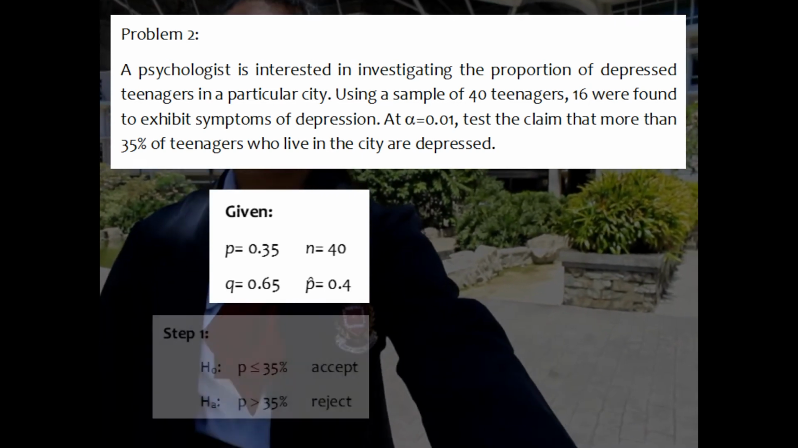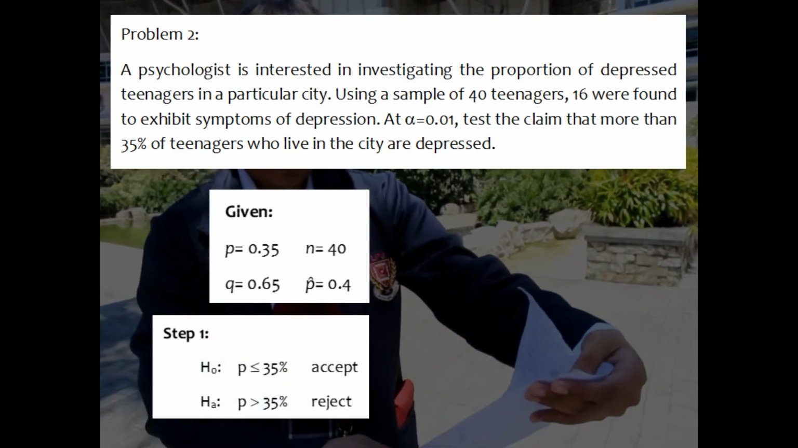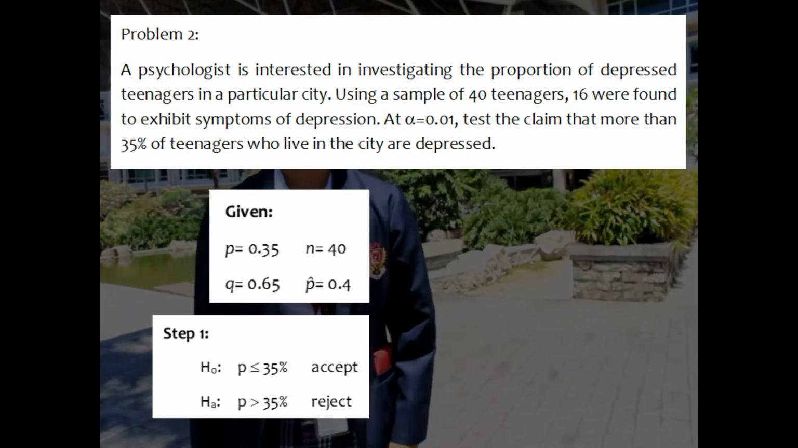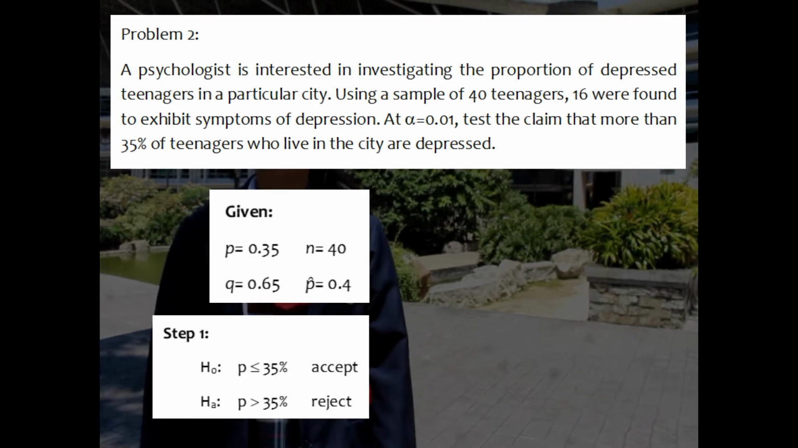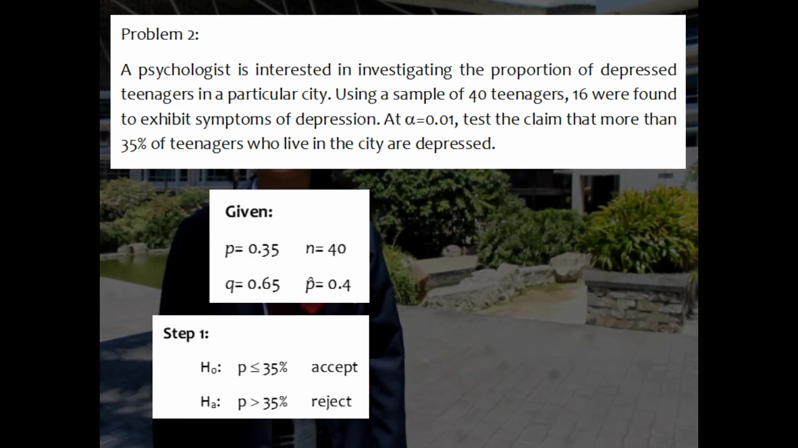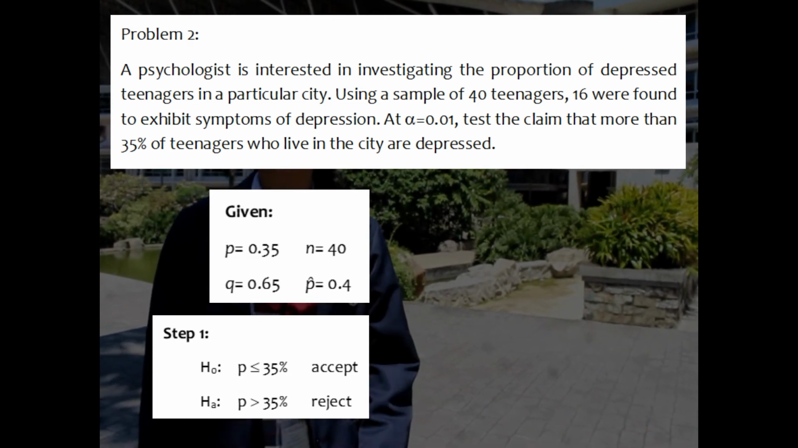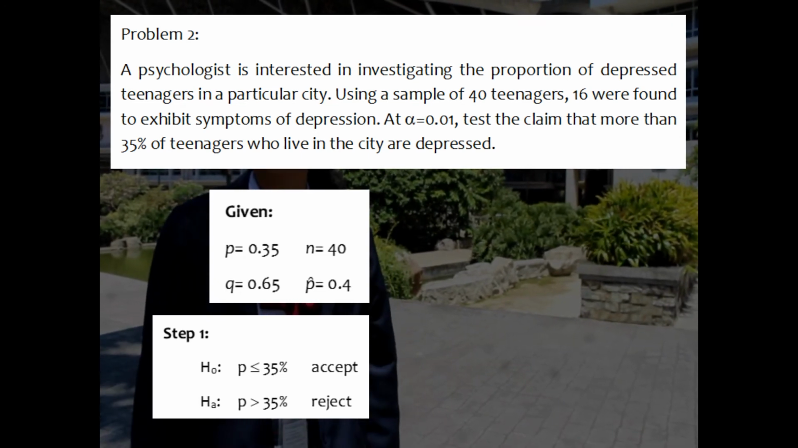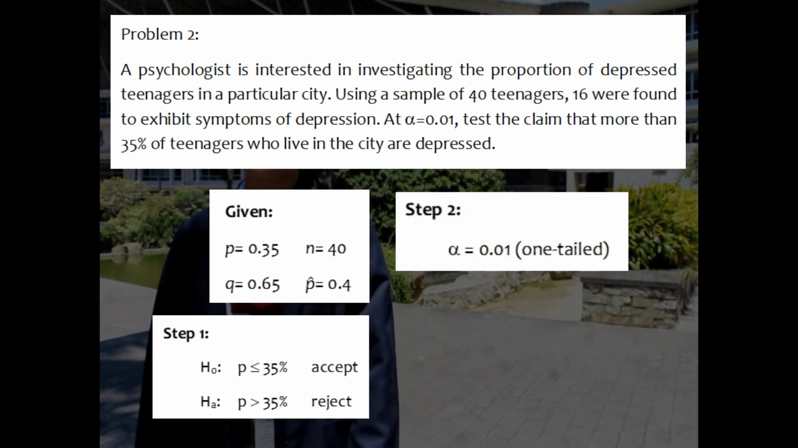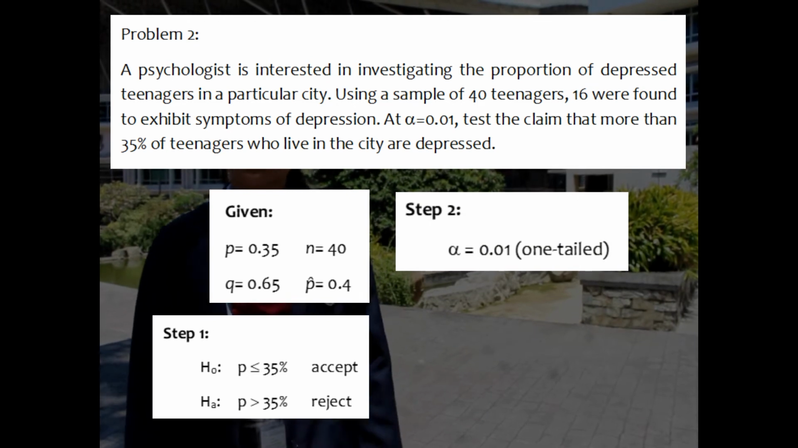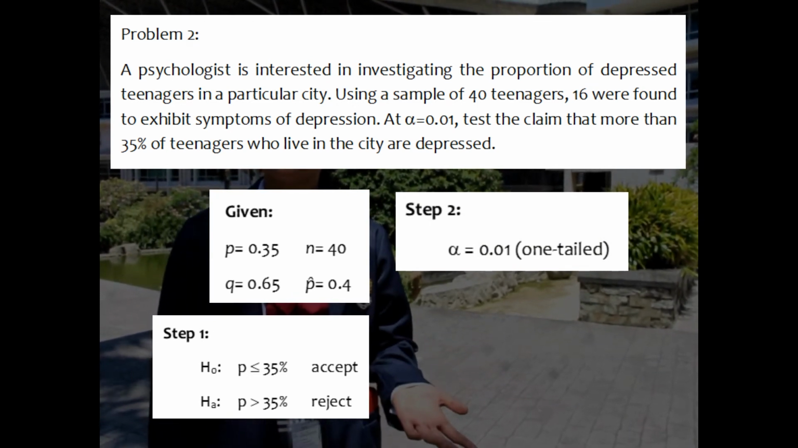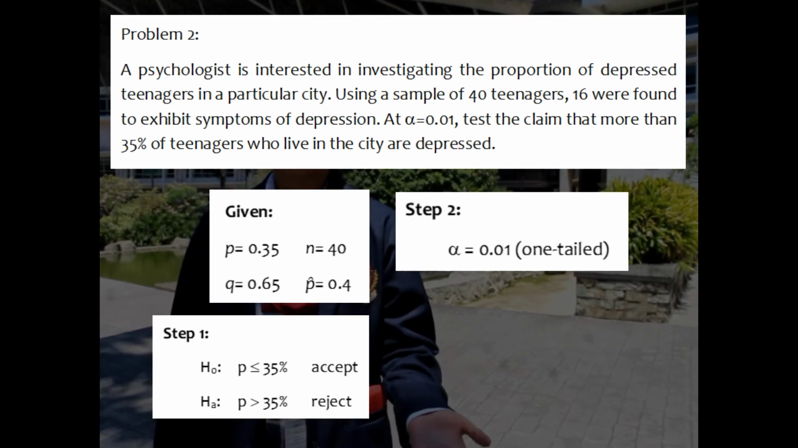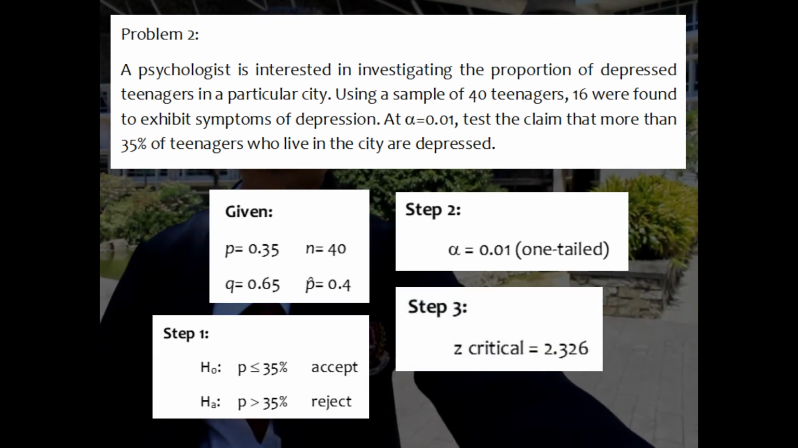For the hypothesis statement, for the null hypothesis or H0, we have P is less than or equal to 35%. And for the alternative hypothesis or HA, we have P is more than 35%. In this problem, we are asked to use 0.01 level of significance. This is an example of a one-tailed problem. 0.01 level of significance gave us the Z critical of 2.326.